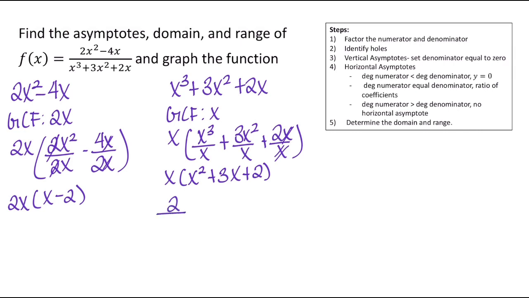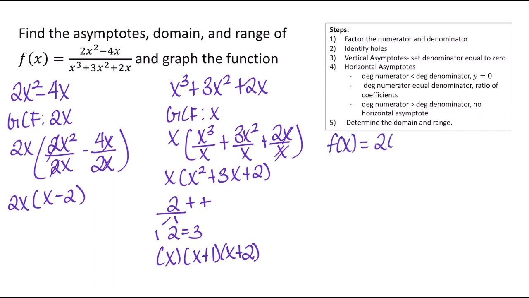Now I need two factors of 2 that are going to add up to 3. Since 2 is positive and 3 is positive, I'm going to use both positive factors. The only factors of 2 are 1 and 2, and they do add up to 3. So the factored form of the denominator is going to be x times x plus 1 times x plus 2. Let's go ahead and write f of x in factored form. We have f of x equals 2 times x minus 2 over x times x plus 1 times x plus 2.